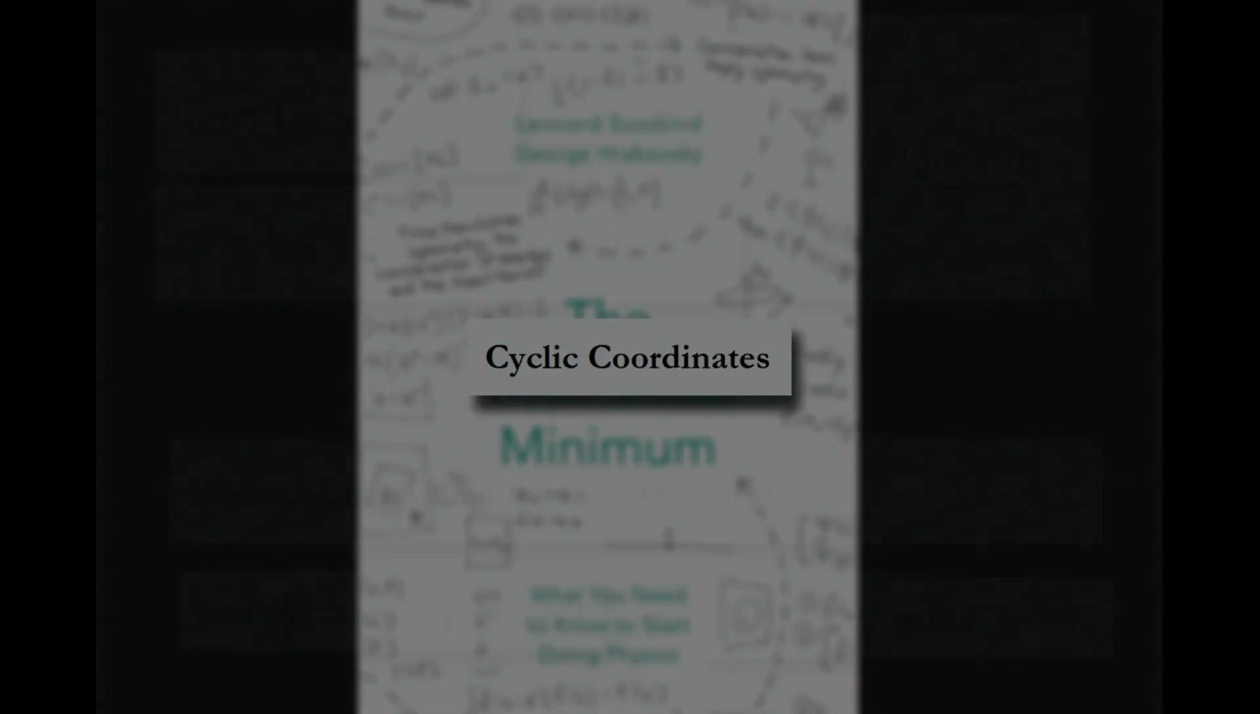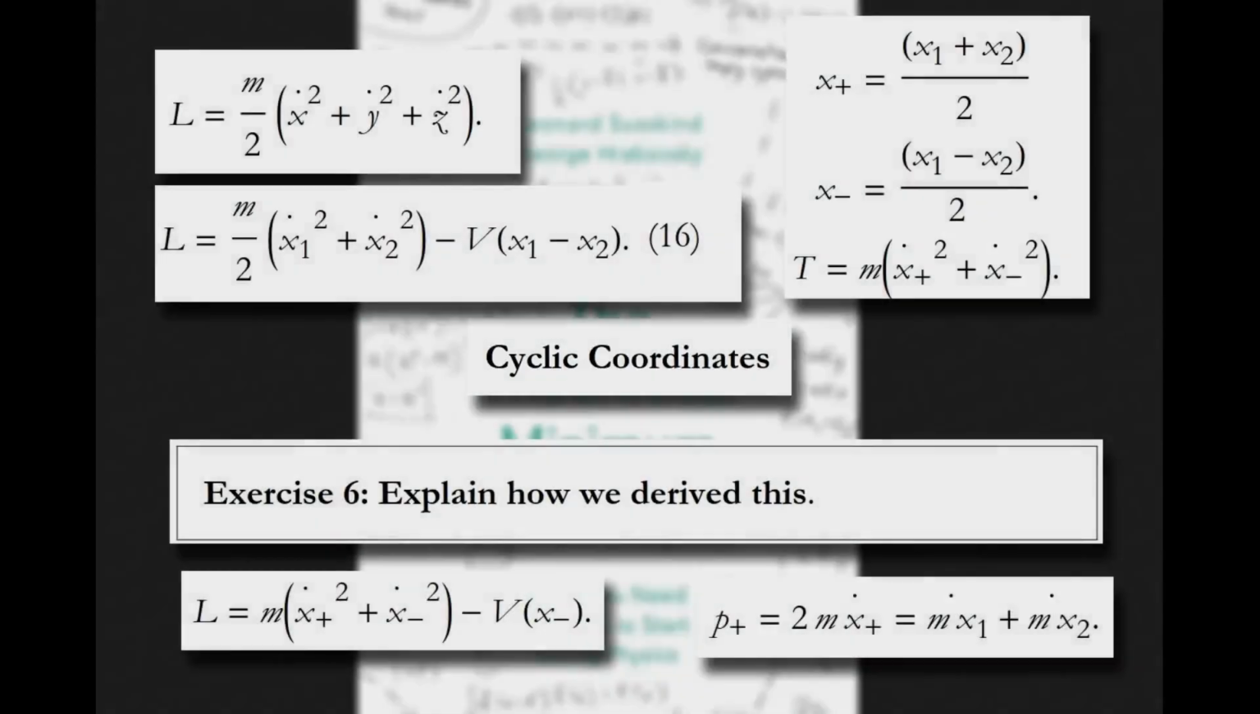Take the case of a single particle with Lagrangian L equals m/2 in brackets x dot squared plus y dot squared plus z dot squared. None of the coordinates appear in the Lagrangian, so they are all cyclic. Again, there is nothing particularly cyclic about them, it's just a word. Therefore, all of the components of momentum are conserved. This would not be true if there were a potential energy that depended on the coordinates.